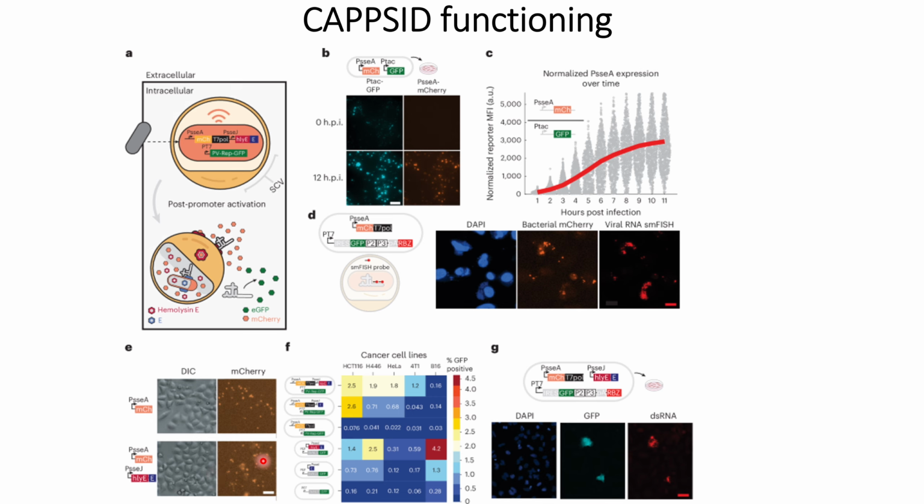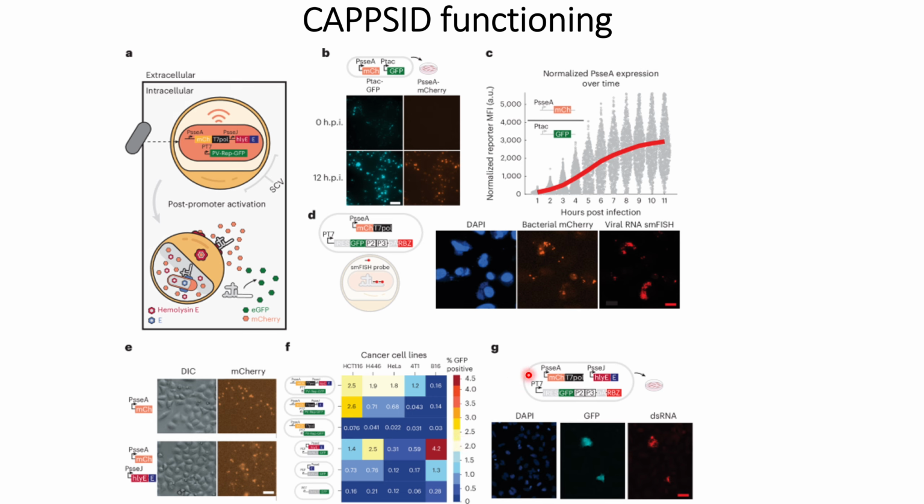Then they check their system in different cancer cell lines, and they can see that in most of the cancer cell lines, they are able to see the percentage GFP signals. Since they have the GFP promoters, they are able to see the percentage GFP signals, and most of the cell lines are infected to moderate levels. That can be seen here in the blue color, and this one cell line seems to be at a very high infection rate of around 4.2.